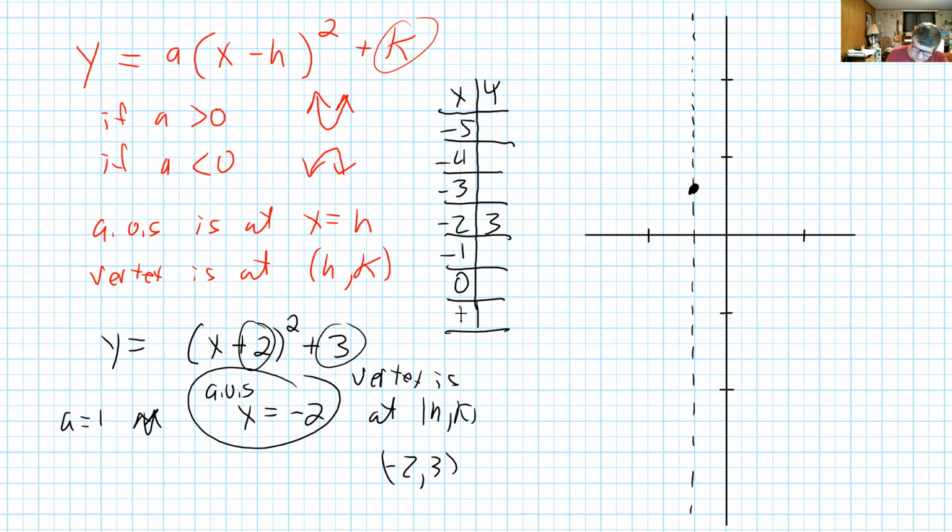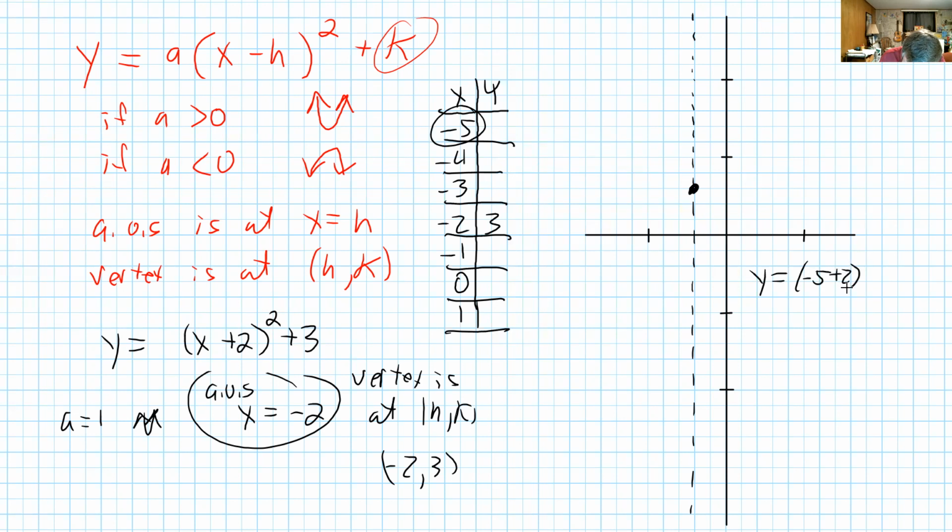Okay, so now let me go back here and rewrite this so it's more legible. y equals (x plus 2) squared plus 3. All right, let's put in -5. So we get y equals (-5 plus 2) squared plus 3, which is (-3) squared plus 3, which is 9 plus 3, which is 12. Okay, so there's that.